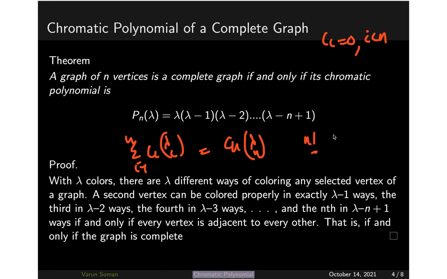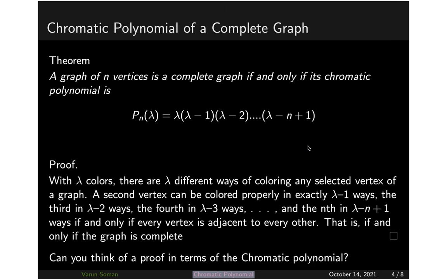What is lambda Cn? It is lambda into lambda minus 1 etc. into lambda minus n minus 1 by n factorial. So that is all. In that way also we can prove this theorem. Okay, so that is also a good idea. So that is the chromatic polynomial of a complete graph.